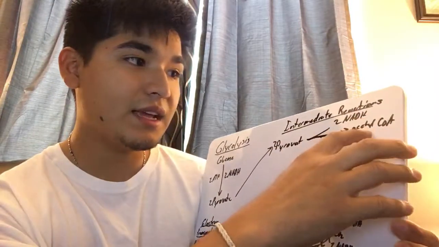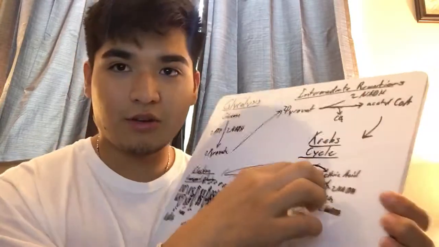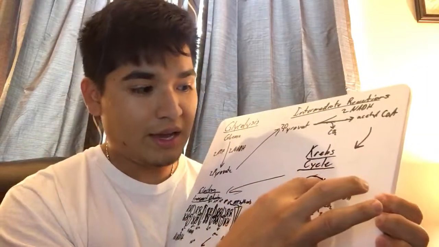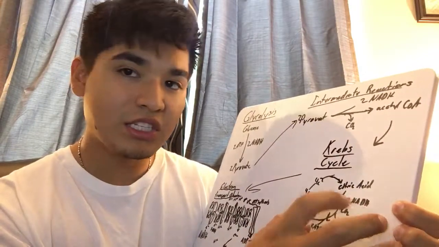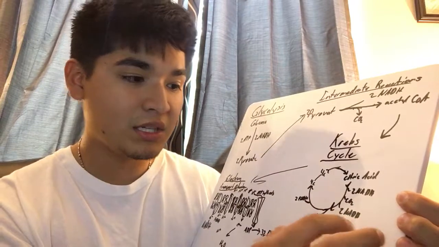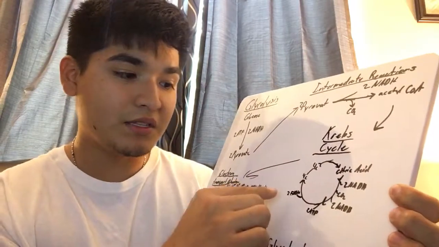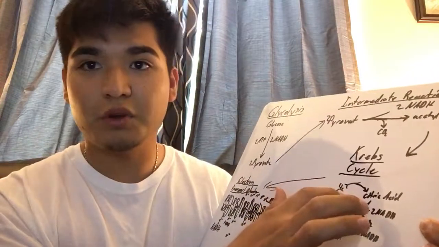That acetyl CoA will then go to the Krebs cycle, and in the Krebs cycle, it will make citric acid. It will make 2 NADH, CO2. It will make another 2 NADH. It will make 2 ATP and then 2 FADH2, and then a 4 carbon and another 4 carbon.